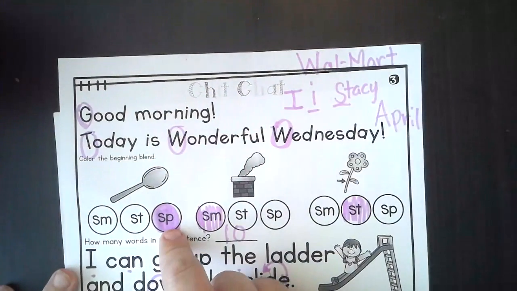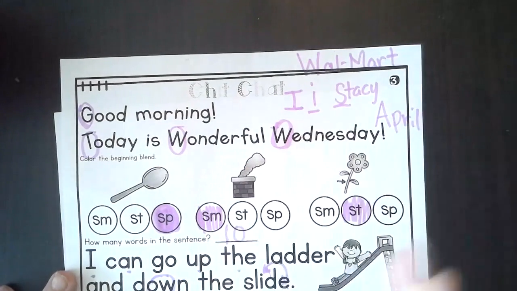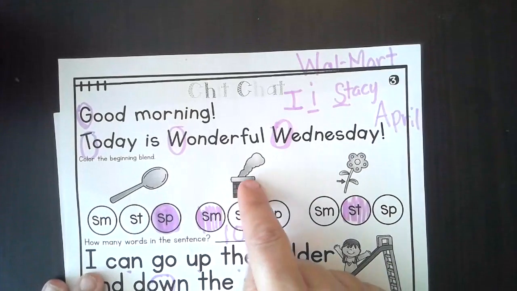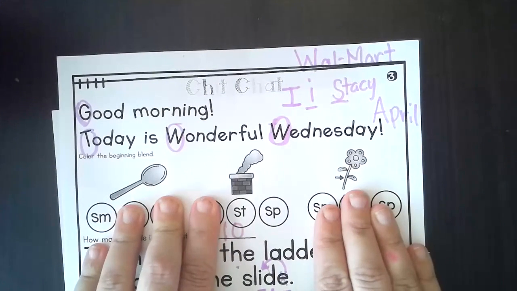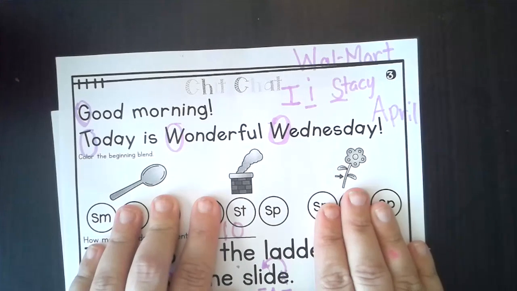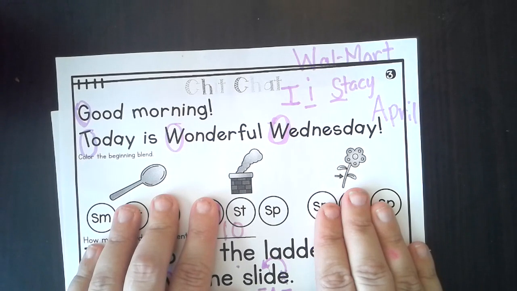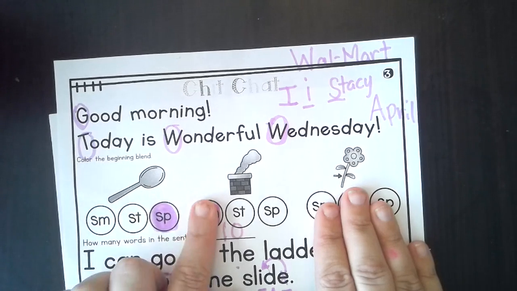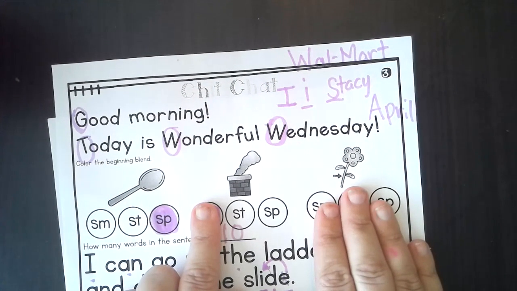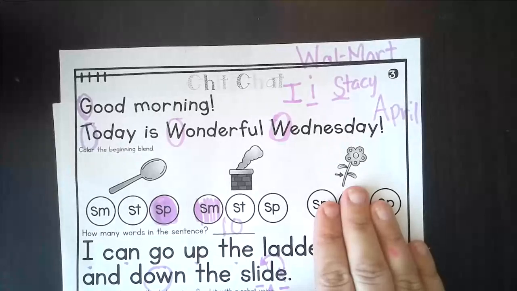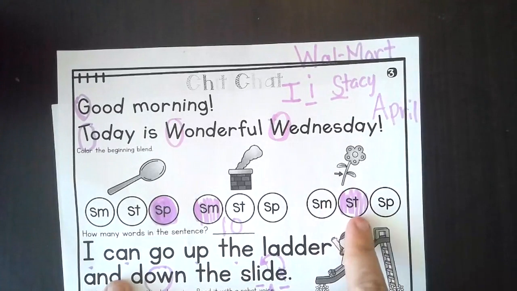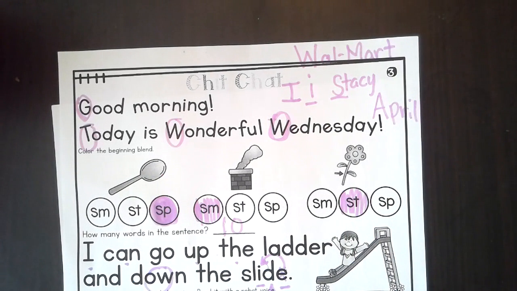Let's come down here and we're going to look for blends. Now we know blends is when we have two letter sounds together. So we have a spoon, we have smoke, and we have a stem. I'm going to try to cover up those answers real quick. Go ahead and fill out what you think spoon, smoke, and stem start with. If you said that spoon was an S and a P, you're right. Now say smoke. If you said it was an S and an M, you are also correct. And then stem. If you said stem was an S and a T, you are also correct.